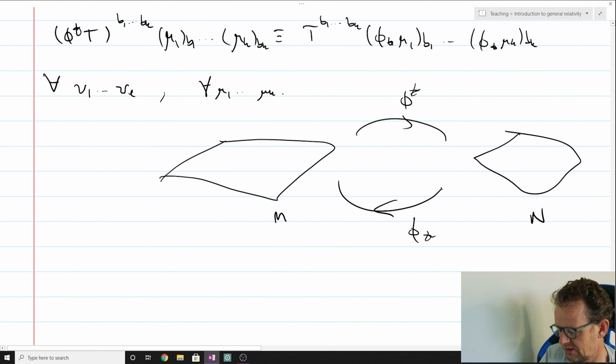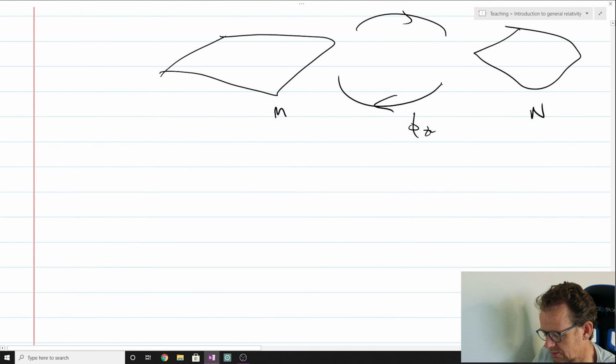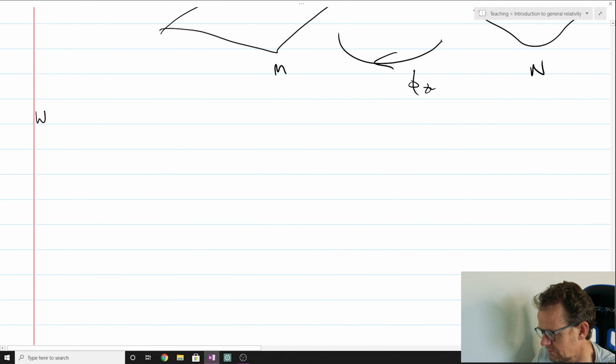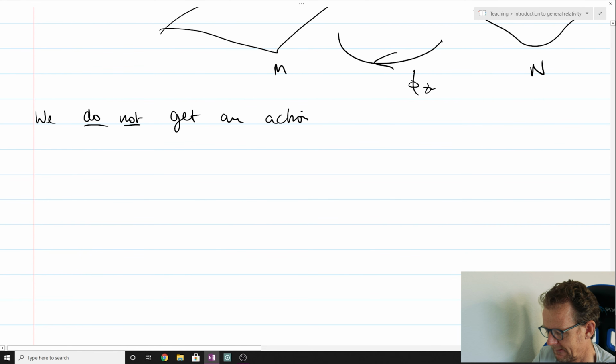a tensor object which is acting on N and is some tensor products of the dual vector space, a tensor object there gets taken back to M, but a tensor on vector spaces, or in tensor products of vector spaces, tangent vector spaces, gets pushed forward to N. So there's no natural way to get an action of phi on mixed tensors.